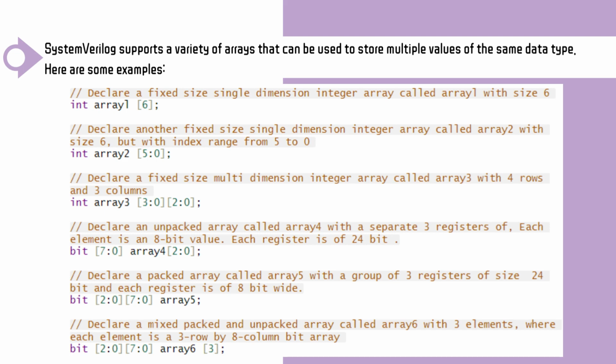Overall, these examples show some of the ways that arrays can be declared and used in SystemVerilog. Different array types and sizes can be useful for storing and manipulating data in different ways, depending on the requirements of a particular design.